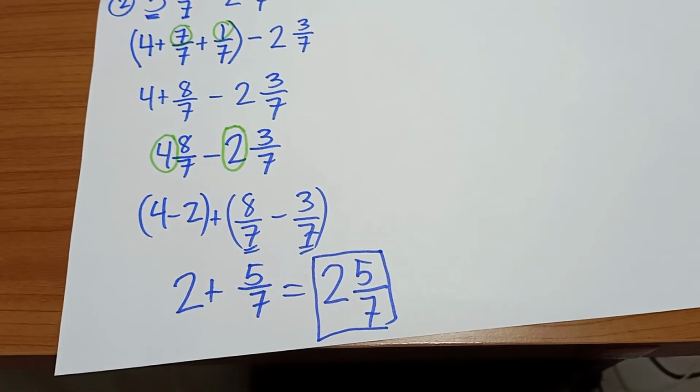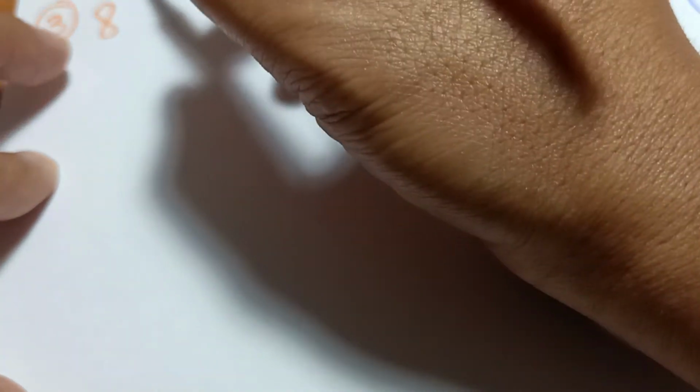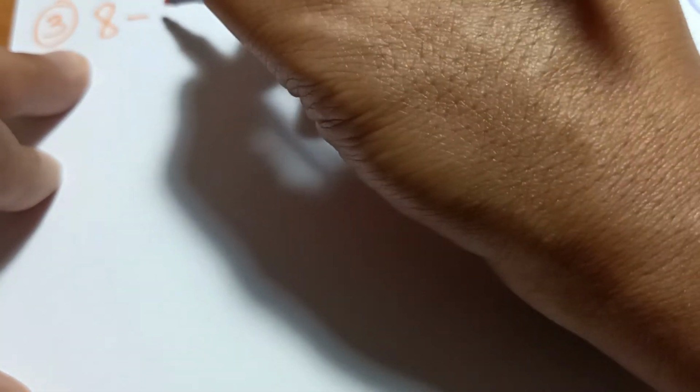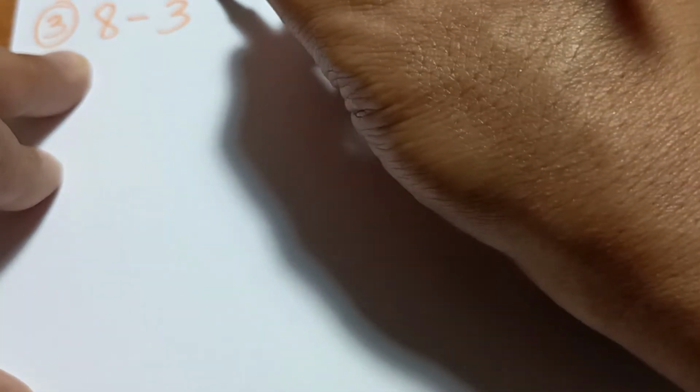Alright, let's take example number 3. If you have 8 minus 3 and 2 over 3, you have 8 minus 3 and 2 over 3.